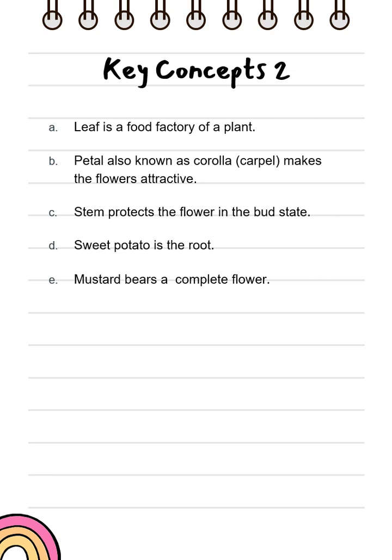Key concepts 2. Leaf is a food factory of a plant. Petal, also known as corolla, makes the flowers attractive. Stem protects the flower in the bud state. Sweet potato is the root. Mustard bears a complete flower.